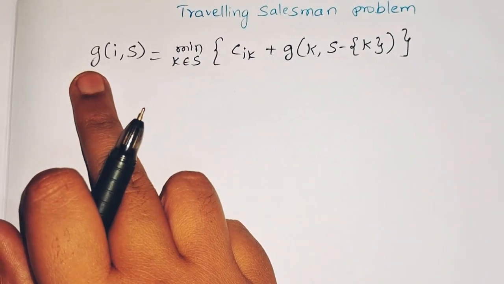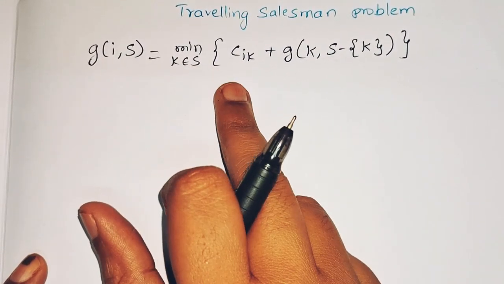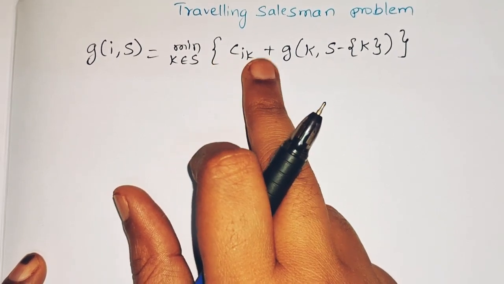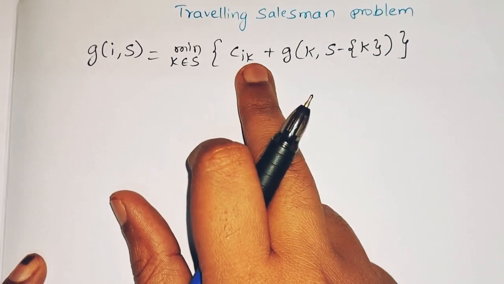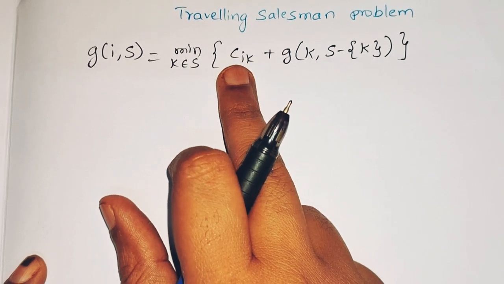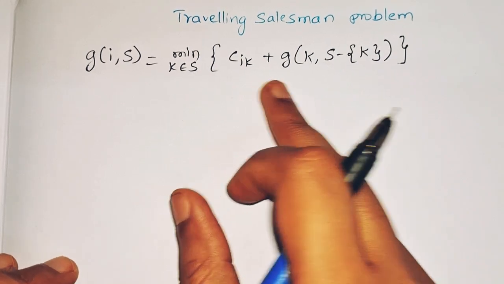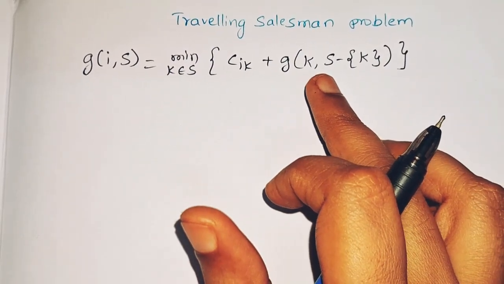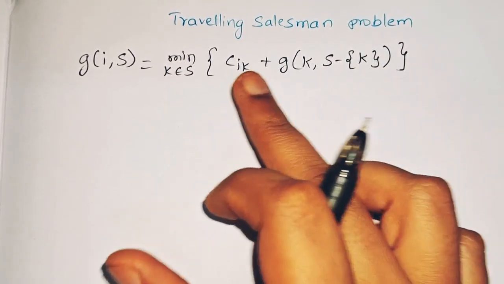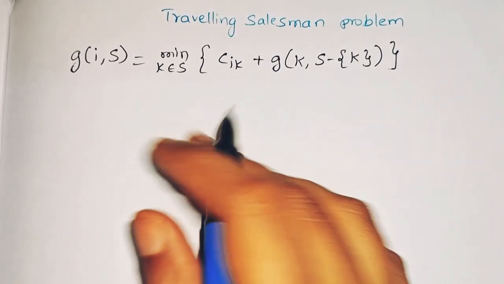So this is the formula: g of i comma S equals the minimum over k belonging to the subset S, where c is the cost from node i to k. Here k is a subproblem. So we have listed the i here, and we need to calculate the cost from i to k, that is a subproblem. And then again we need to find the path from k to the remaining nodes. That is the subproblem for the remaining cities. So this is the meaning of this formula.